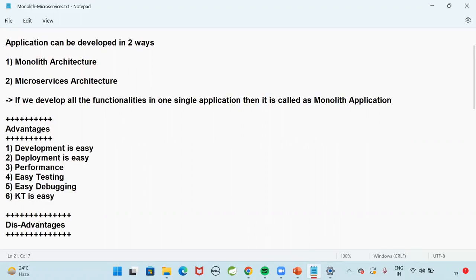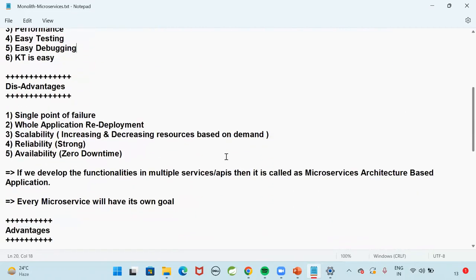Okay, fine. Next one, deployment is easy. KT is easy. Testing is easy. Debugging is easy. There are some disadvantages also. What are the disadvantages? Single point of failure. When some problem occurs in the project, the whole project is going to be down. Single point of failure is one of the problems when we go for monolith.